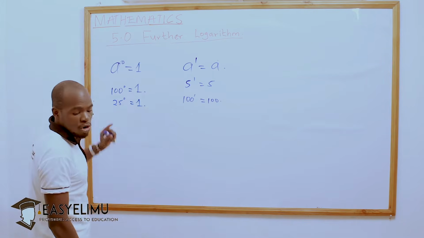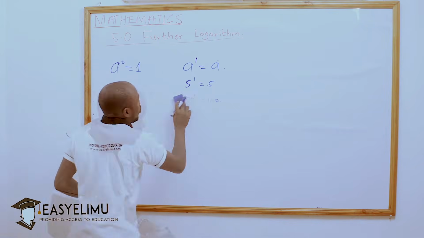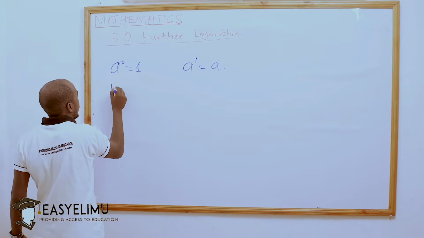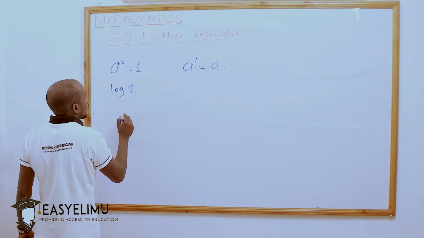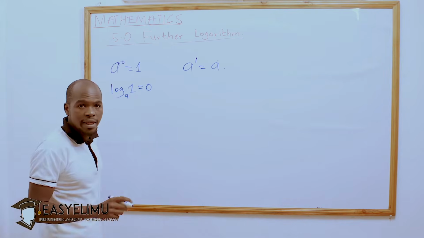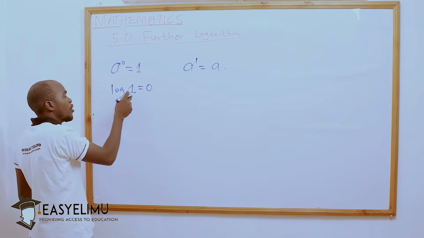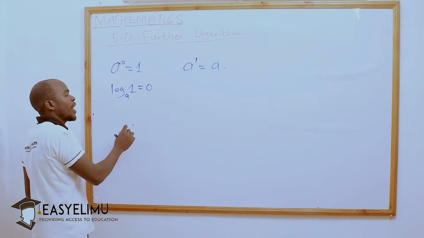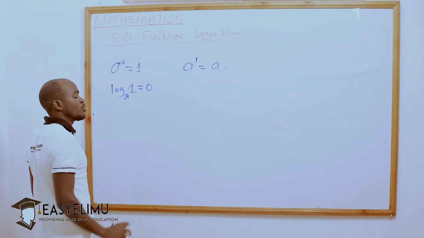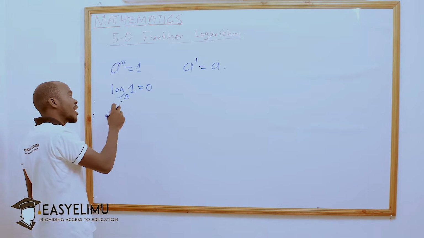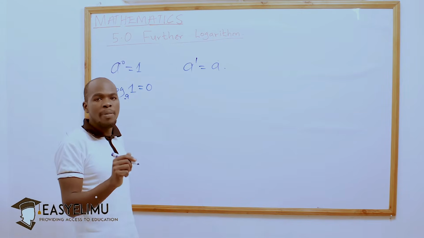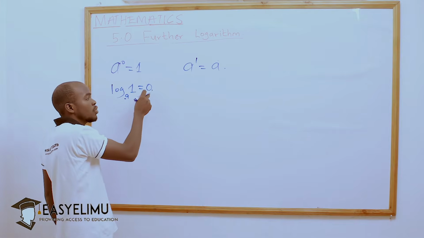If you write this one in logarithmic notation, you will find that the log of 1 to the base of a is equal to 0. Meaning that the logarithm of 1 to the base of any number is always equal to 0.